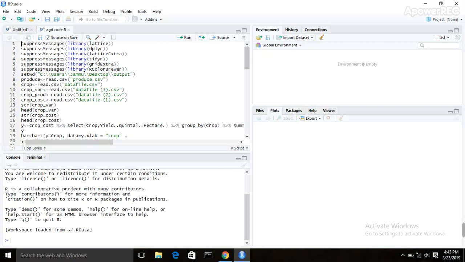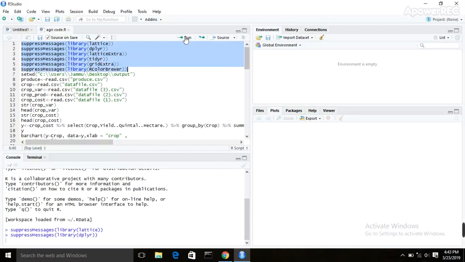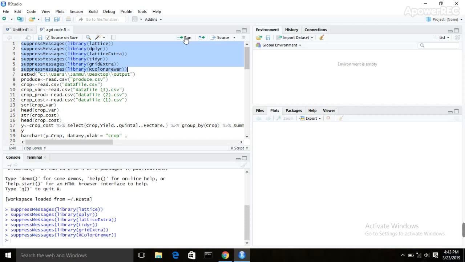In the editor we have included six library packages. This is very important for graphical representation. While running these packages in the console, the packages will be loaded; if they are not loaded, then the library packages cannot be used. So we have to verify whether the library package has been installed or not.